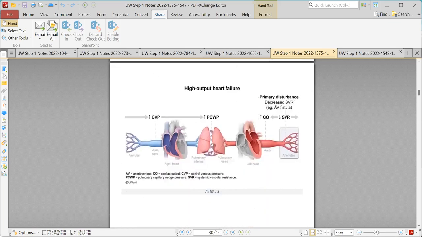High output heart failure, like an AV fistula. So what happens when there is an AV fistula? It's a high output failure. So what happens? Everything is increasing except systemic vascular resistance. It is decreasing.